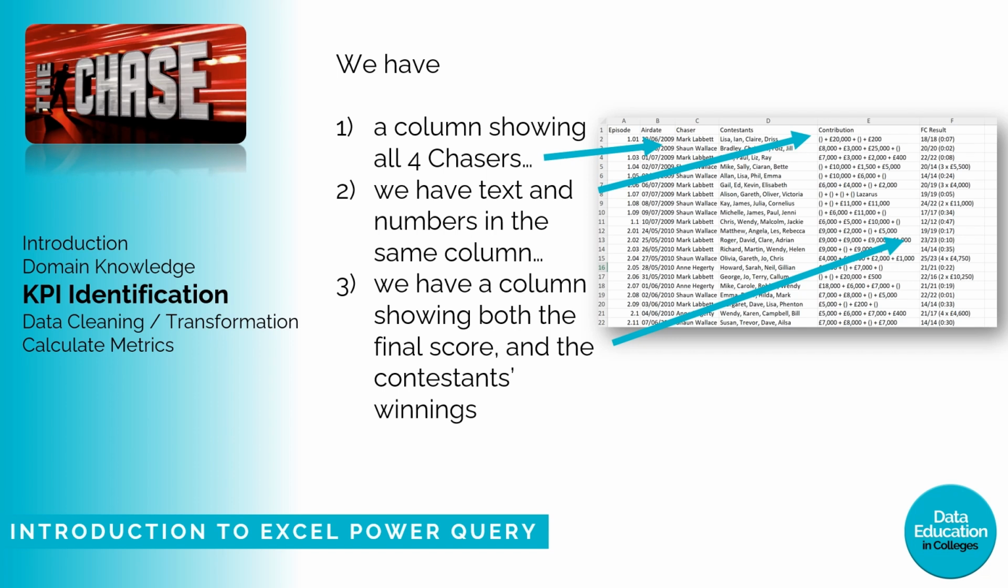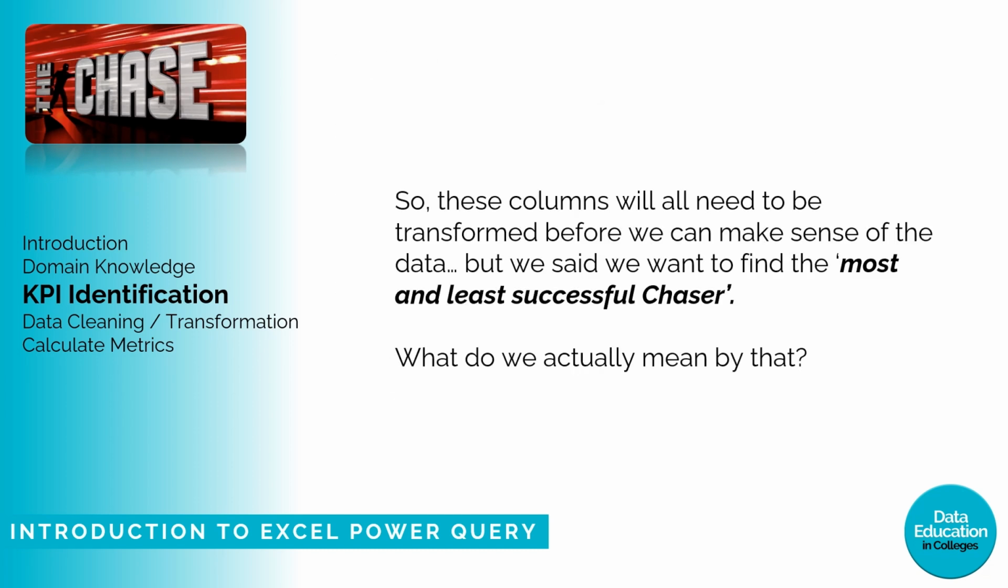The columns showing all 4 chases, we've got text and number in the same column, and then that one at the end, we've got all sorts of different bits of data in there. So we need to transform it, but we said we want to find the most and least successful chaser.